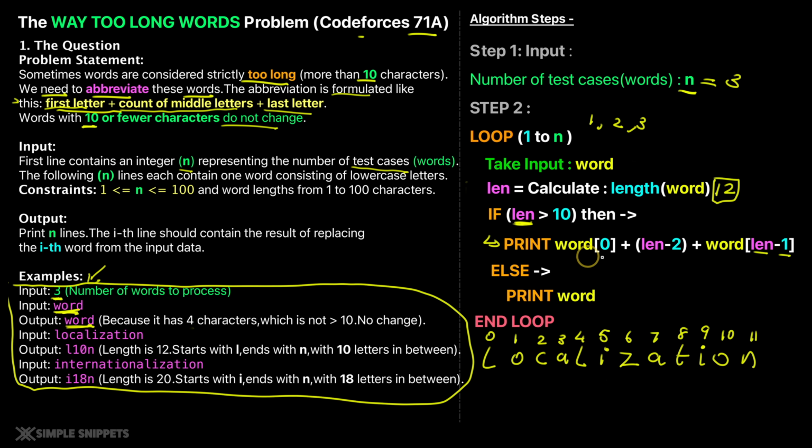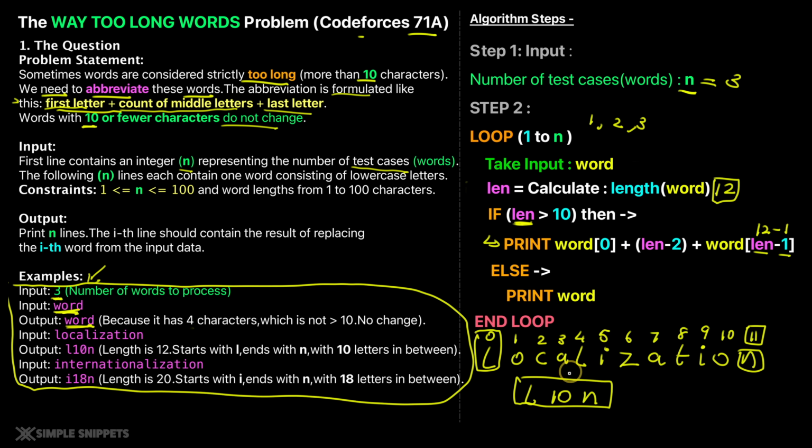So you'll print the word of 0. Word of 0 means the very first character as output. So L will be printed first, plus len minus 2. Length is 12. 12 minus 2 would be 10, and plus word of len minus 1. So word of len minus 1: length is 12, 12 minus 1 is going to give you 11. What is there at 11th position? It is the last character. So N will be printed. So L, 10, N will be the output.